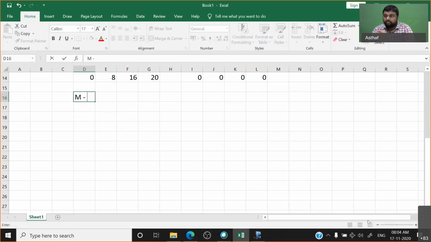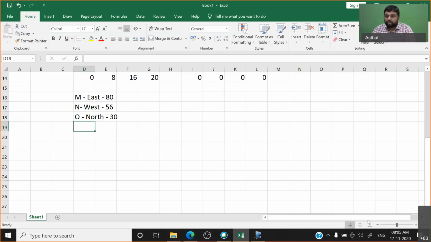M, which allocation? M will go for east. What will be the amount? 80. Next, N will go to what? N will go for west. The amount is 56. Next, O will go for what? North. The amount is what? 30. P will go for south. The amount will be 20.